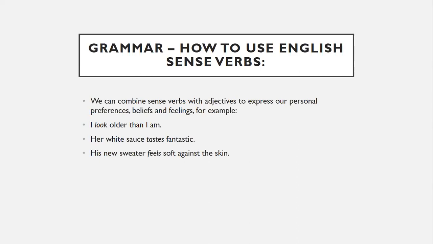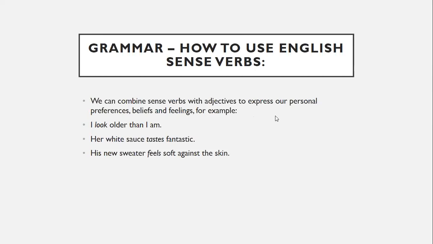So in the three sentences, you're using a sensory verb or a sense verb, and you're expressing either a feeling, a belief, or a preference, right? So this is one of the first uses of sensory verbs, right? They express, remember, personal preferences, beliefs, or feelings.